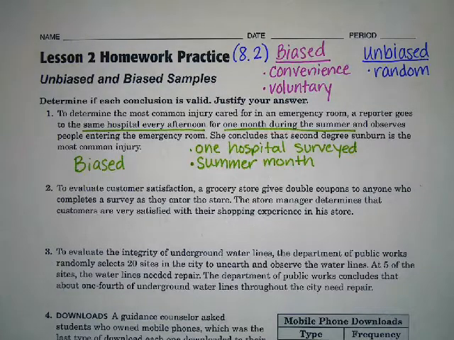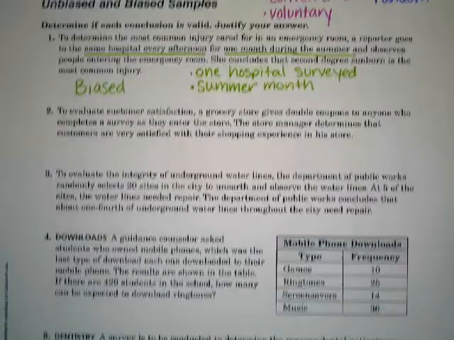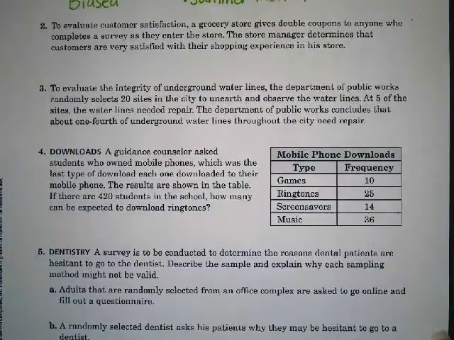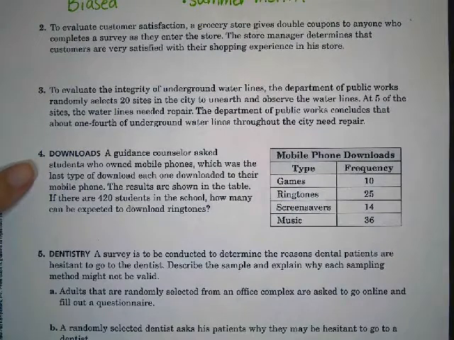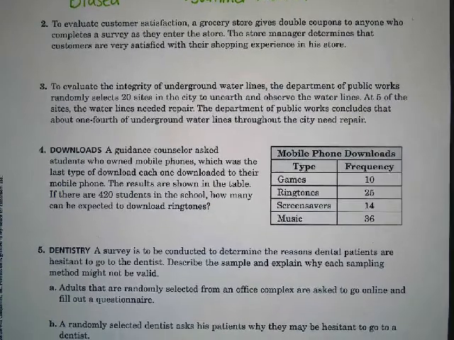Okay, so you're going to do the same thing for number 2 and 3. Actually, all of them, 4 and 5. But let's look at number 4 because it's going to give you some other information here. This is downloads. A guidance counselor asked students who owned mobile phones which was the last type of download each one downloaded in their mobile phone. The results are shown in the table. If there are 420 students in the school, how many can be expected to download ringtones?